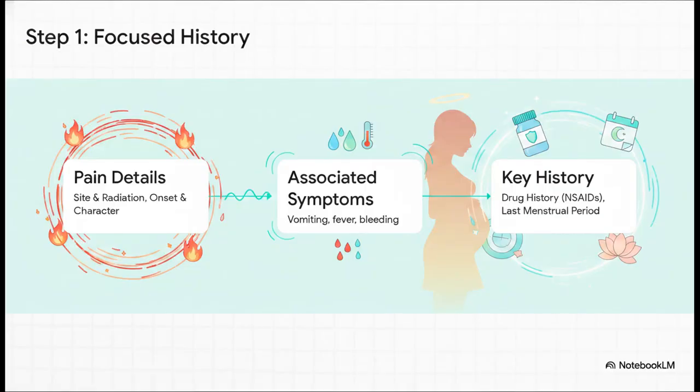When you're taking a history, you'll obviously nail down the details of the pain itself, but you've got to broaden your questions. Ask about their medications. Are they on NSAIDs that could be hiding a perforation? And I cannot stress this enough, for every single female of childbearing age, you must ask about their last menstrual period. You have to explicitly consider the possibility of an ectopic pregnancy every single time.